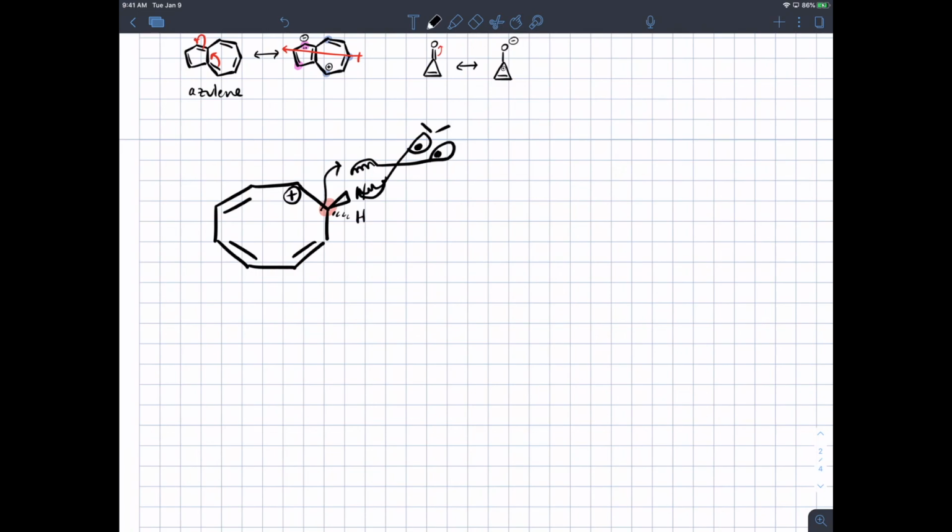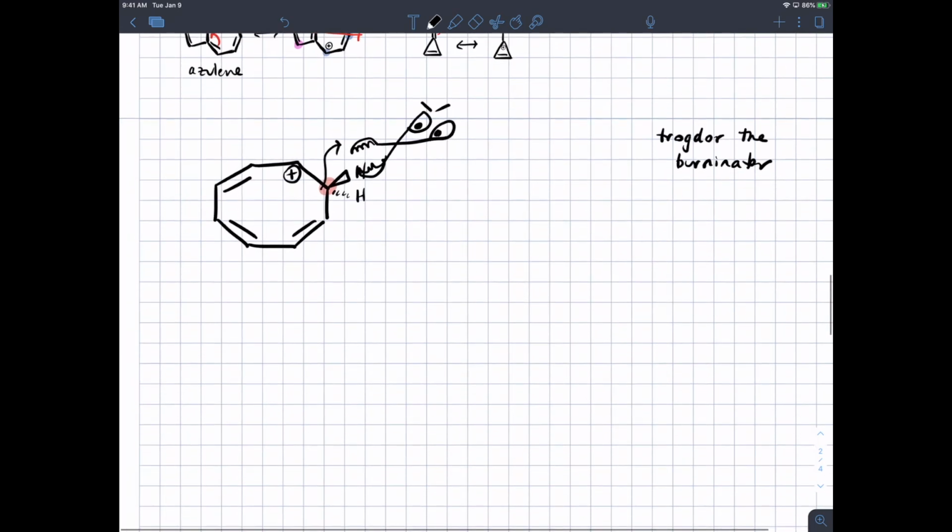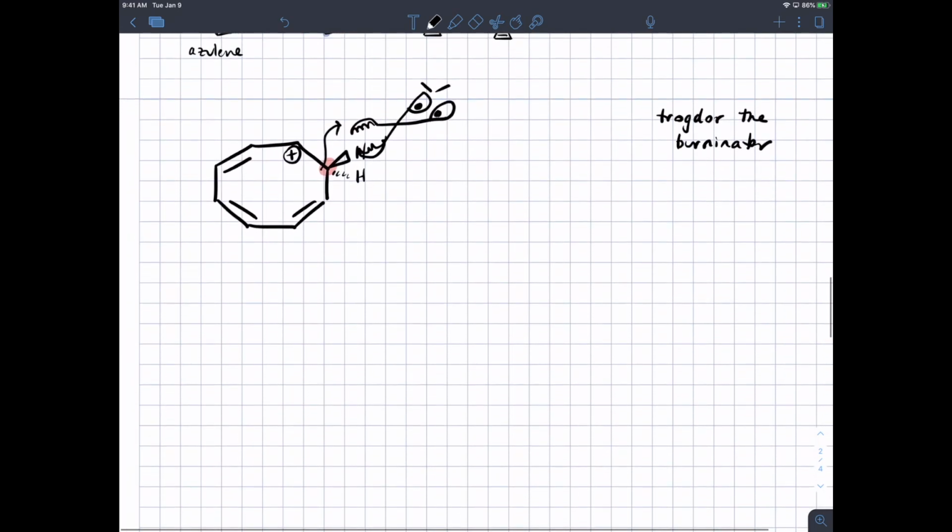Did any of you ever watch Homestar Runner? You know Trogdor? You don't know Trogdor the Burninator? Okay. You need to go look. I'm going to write it here in the notes. You can go look it up. Trogdor the Burninator. And maybe I'll draw him sometime. Figure out if he can come back.